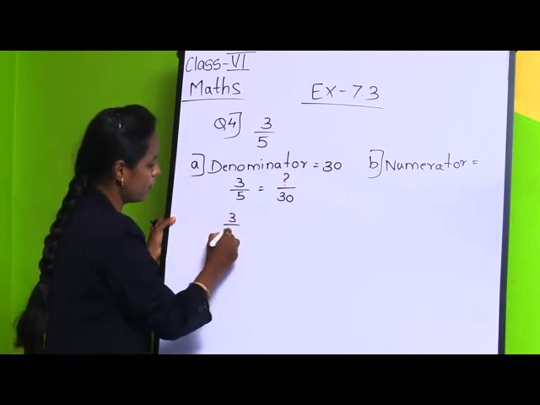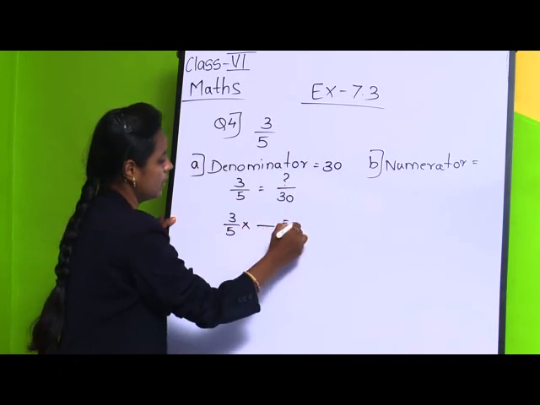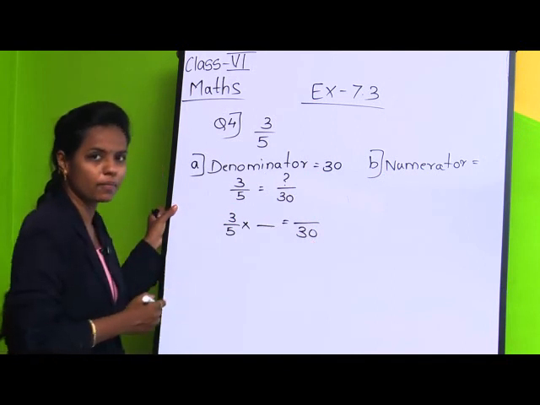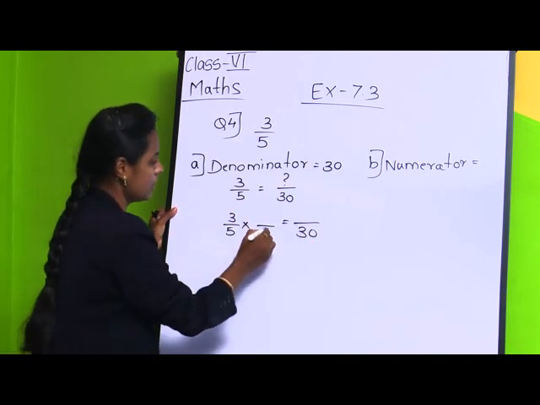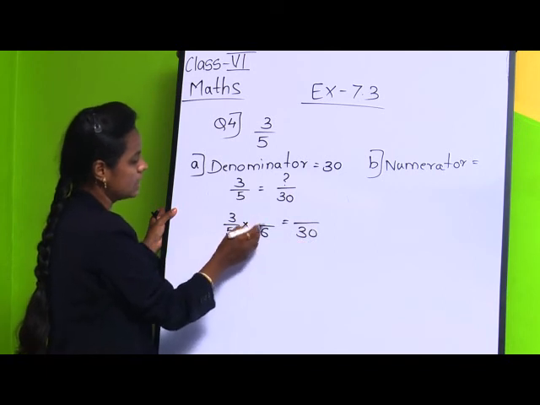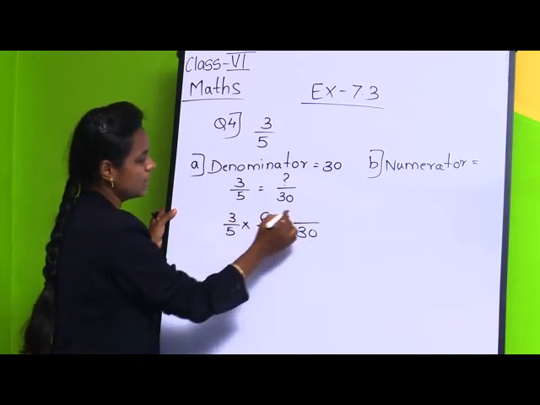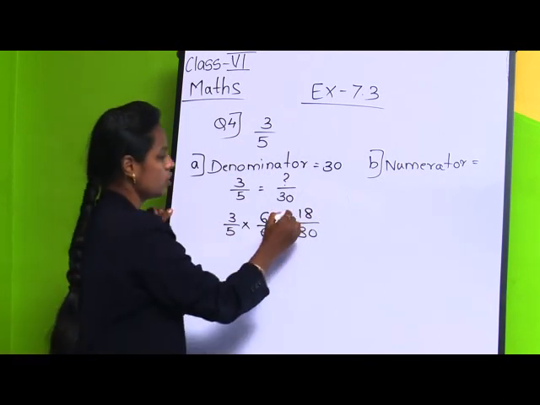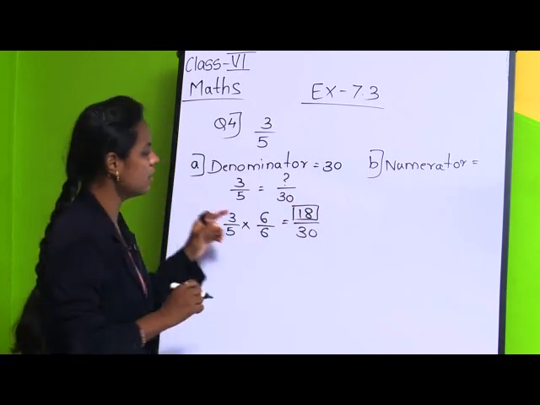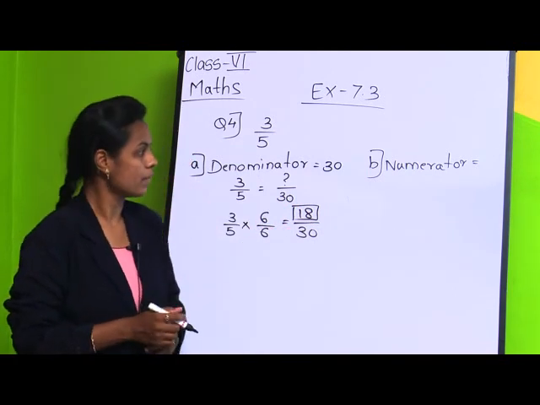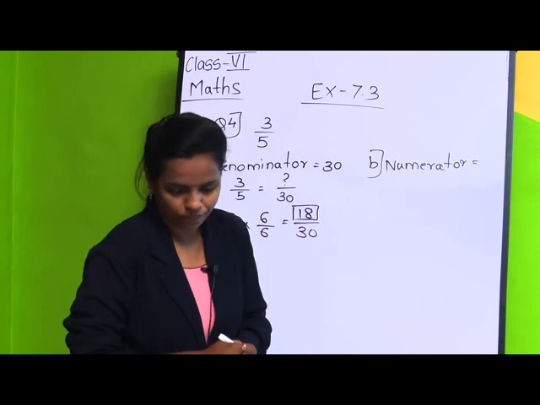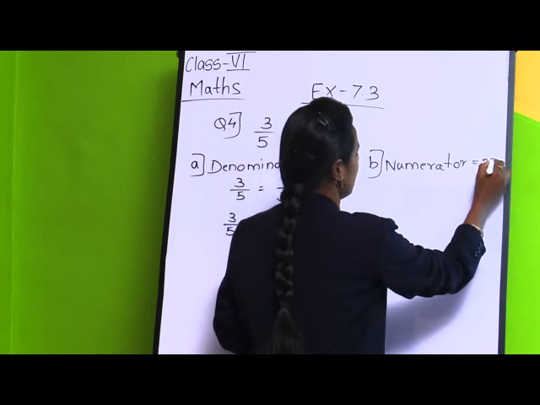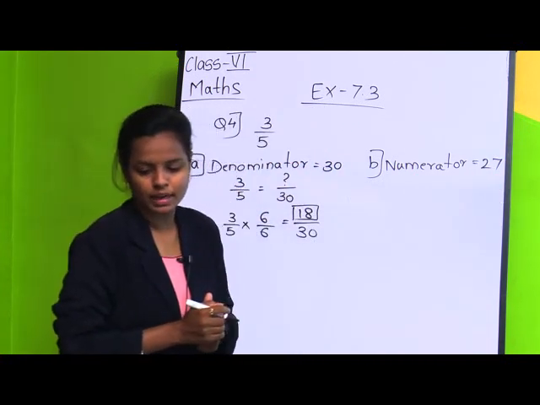So, 5 multiplied by which number gives 30? It is 6. We know 5 6s are 30. The same number we have to multiply here, 3 6s are 18. So, here 18 is the value in the numerator's place. One more example we will take. The numerator we have here is 27.